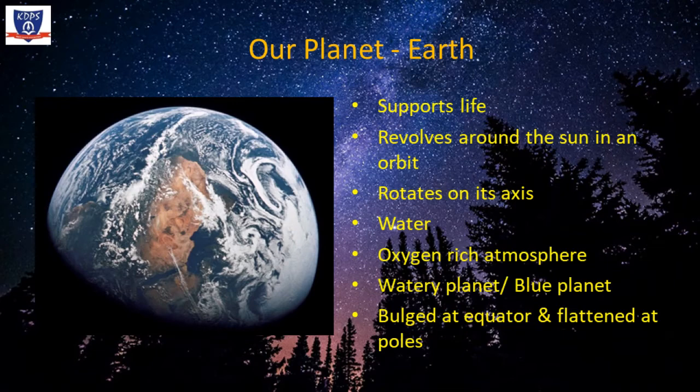Earth is also called the watery planet or blue planet because when astronauts first saw Earth from space, it looked blue in color due to the presence of water all over it.